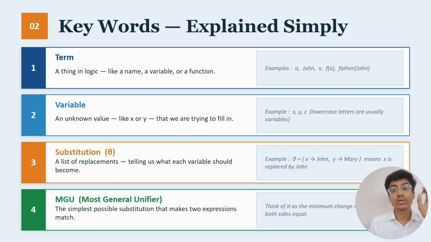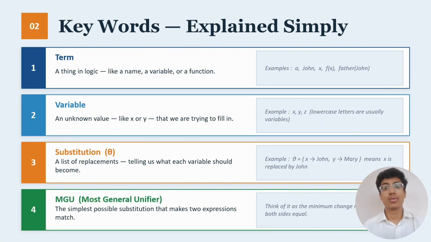Keywords, explained simply. What is meant by a term? A thing in logic, like a name, variable, or function. What are variables? Variables are values like x, y, z, and they are just unknown values. What are constants? Constants are known values, for example Siddharth, Ram, Ajay, and so on. These are variables and constants.